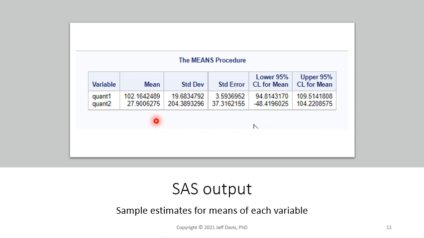It's just going to create these super large confidence intervals. So you look at the confidence interval, and it says 95% of the samples that we pull out of the population will have a mean for quant 2 that's anywhere from negative 48.42 to positive 104.22. That's way too big. Just a lot of uncertainty.